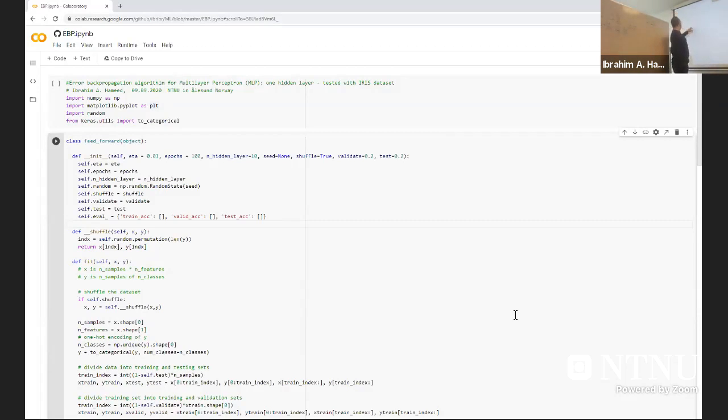So I define the eta, number of epochs, number of hidden layers. It's something standard. For evaluation, I will have training accuracy, validation accuracy, and test accuracy. I will shuffle if we need to shuffle my data. If you are using the sklearn function train_test_split, it automatically shuffles the data. But here we need to be sure that it's shuffled, because the Iris dataset has 50 examples for the first class, another 50 and another 50. So we need to shuffle it. And after that, we will just initialize our weights.